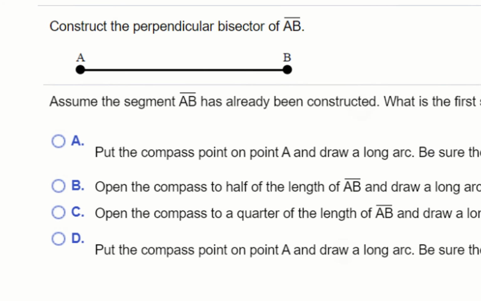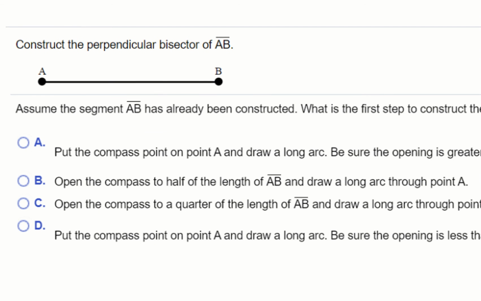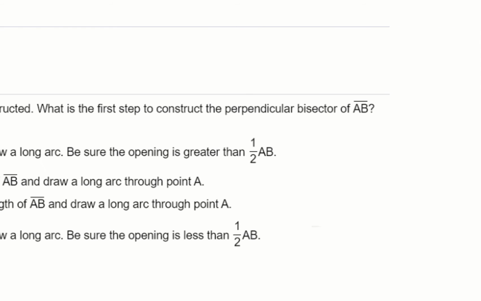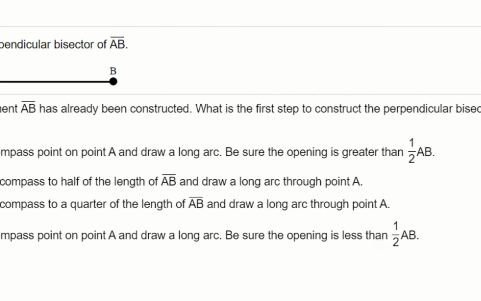All right, construct the perpendicular bisector of AB. So assume the segment AB has already been constructed. What is the first step to construct a perpendicular bisector of AB? Okay, so let's go over those steps again for the bisector, because we haven't gone over that yet. So let's say that's line segment AB.